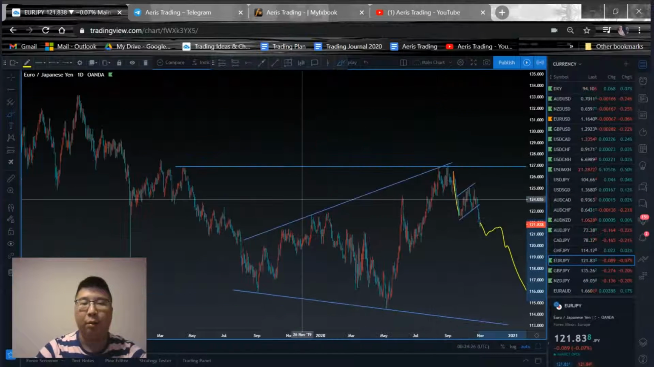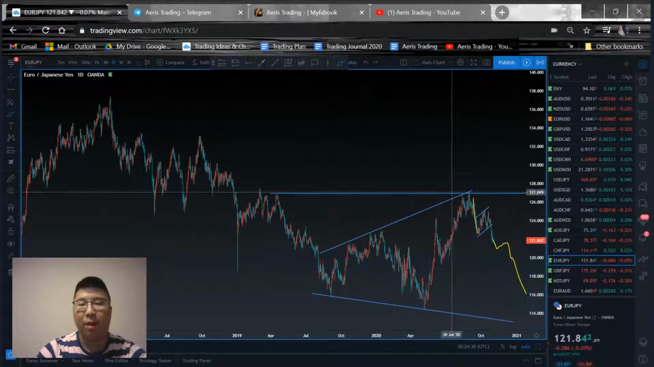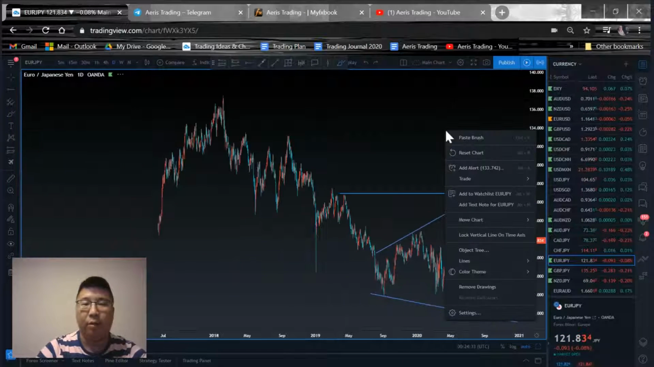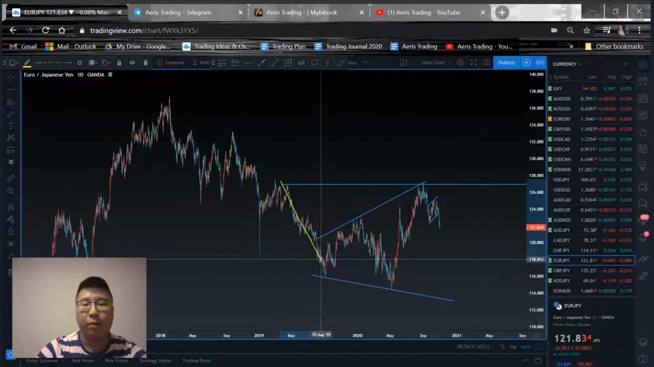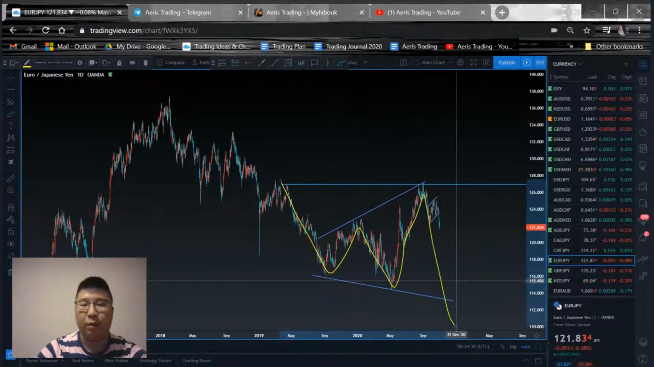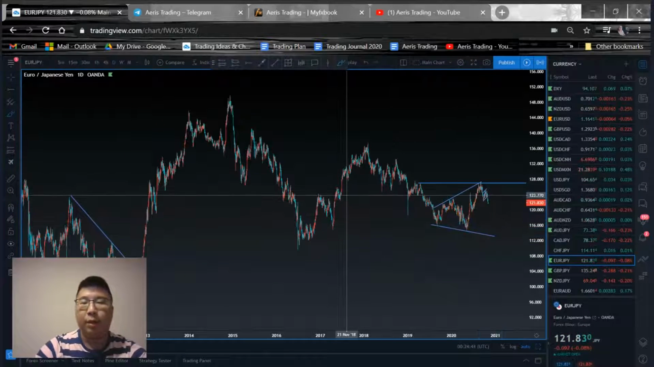And I do like the overall structure that we're in as well on a higher time frame, more like an expanding flat structure. And if we just zoom out even more, this is just one impulsive move, and we're just getting a larger correction and looking for the next opportunity to the downside. Okay, so that's Euro yen.